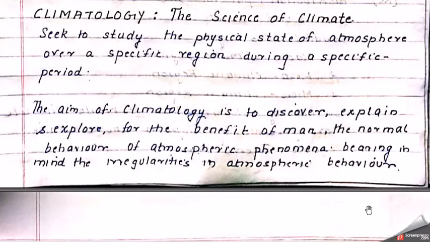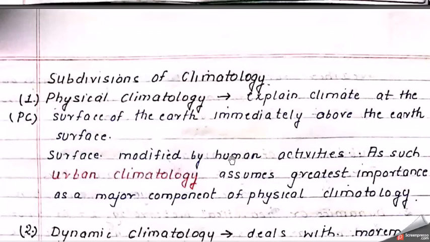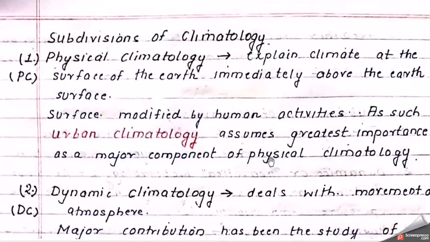The aim of climatology is to discover, explain, and explore for the benefit of man the normal behavior of atmospheric phenomena, bearing in mind the irregularity in atmospheric behavior. Now the subdivisions of climatology. What are the subdivisions in climatology?